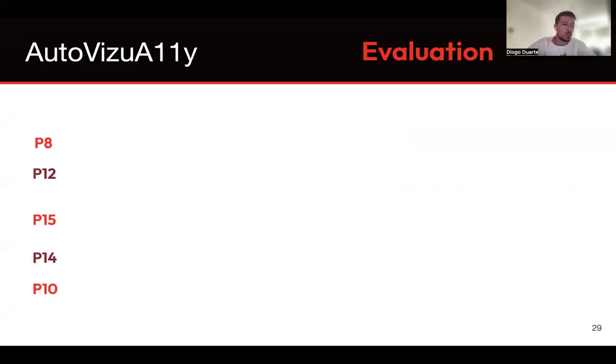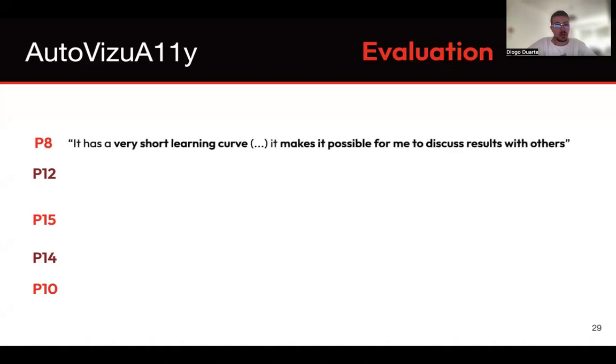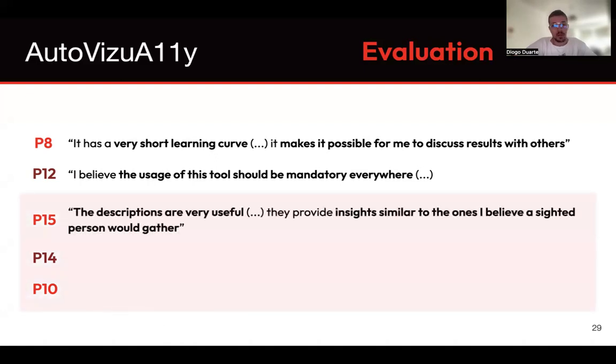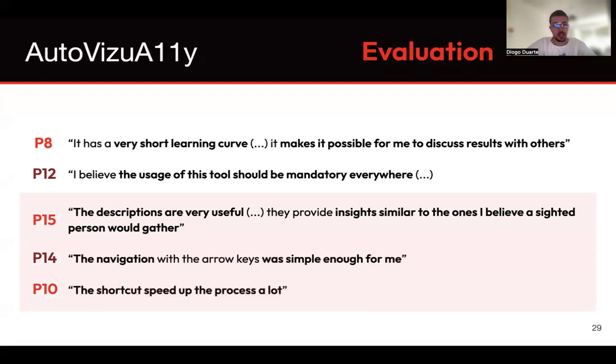Regarding qualitative results, users positively commented on the experience by saying that, for instance, the tool has a very short learning curve, making it possible to discuss results with others, and that it should be mandatory everywhere as a tool for creating charts. Others specifically praised certain AutoVisually features, saying that the insights provided by the descriptions were very insightful. Some said that the navigation was simple enough for them, and others that the shortcuts sped up the entire process a lot.